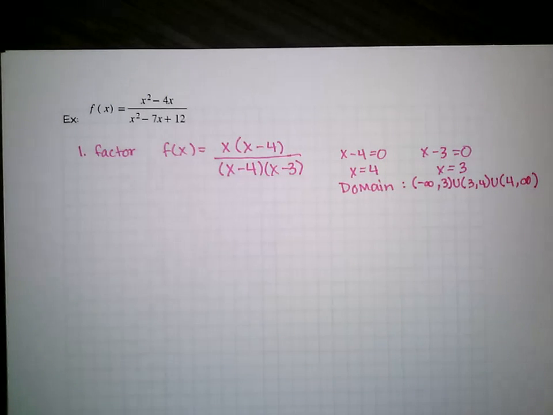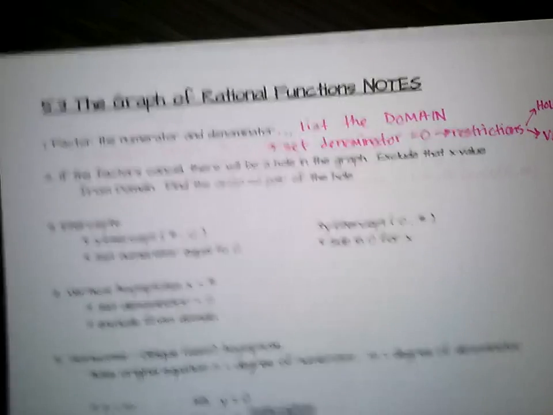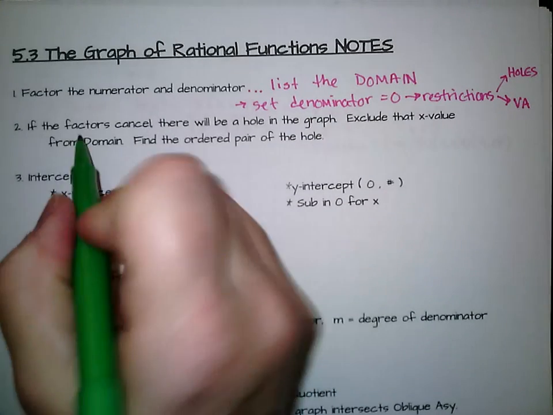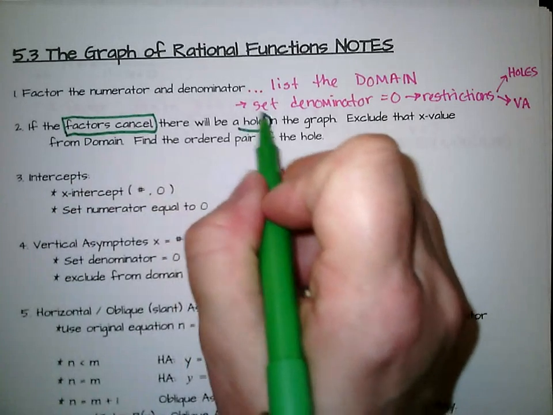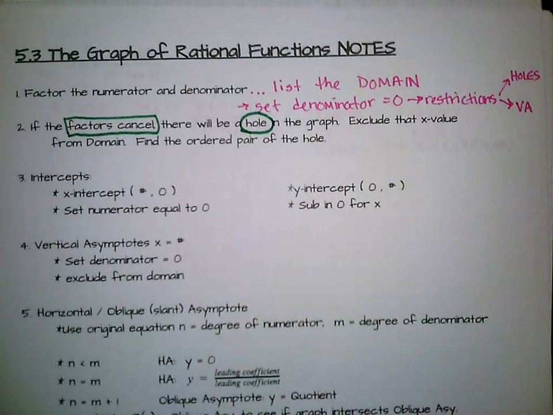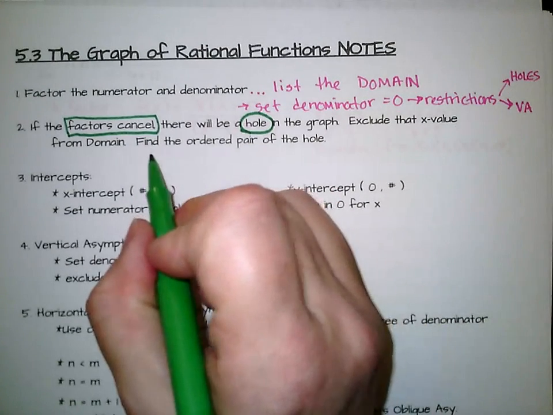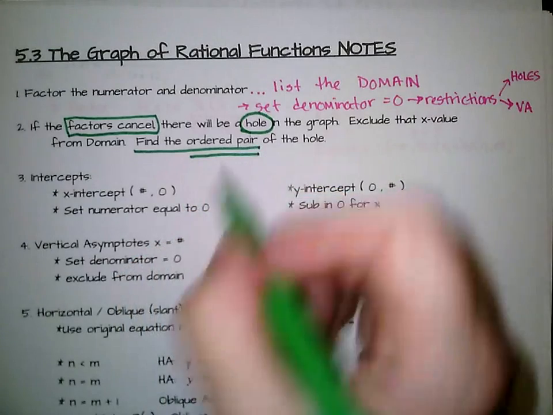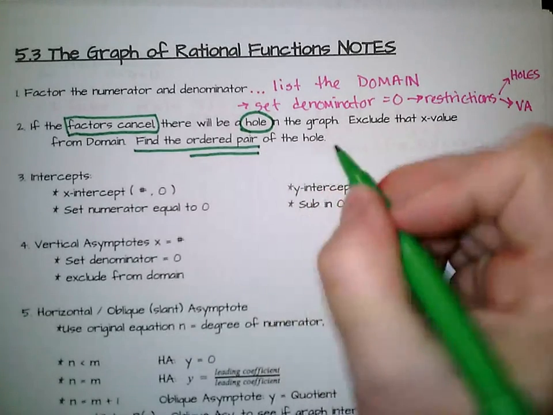Okay. Next, if any of the factors cancel, then there's going to be a hole in the graph. So when you have factors that cancel, there will be a hole in the graph. We need to exclude that value from the domain, which we already have because we did that in step 1. And then we're going to need to find the ordered pair of the hole. This is a step that often gets overlooked, and I'm going to show you how to do it. Actually, I'm going to write how to do that here.